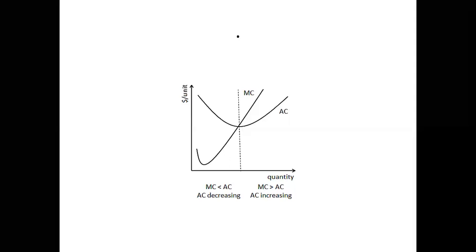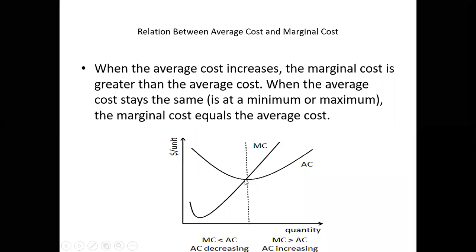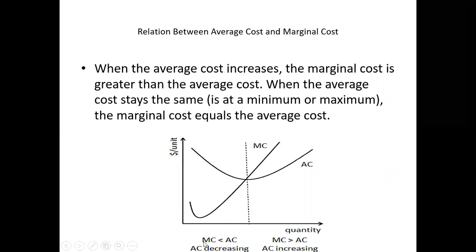When they intersect at this point, that means here the production should occur. If it is on the left side, what happens? MC is less than AC. That means the AC curve is placed higher than the MC curve. If you look at the right side, then what happens? This MC curve is greater. The value of MC is more than this one.